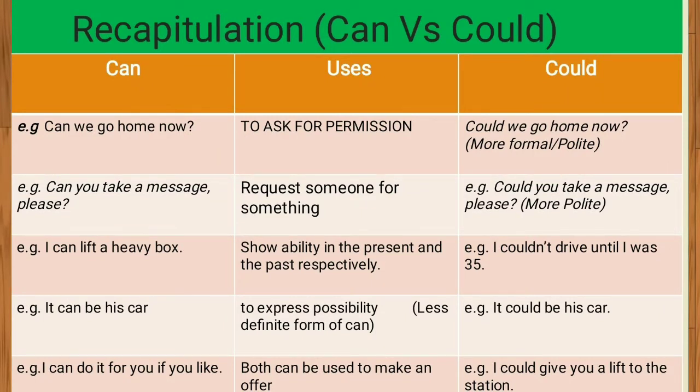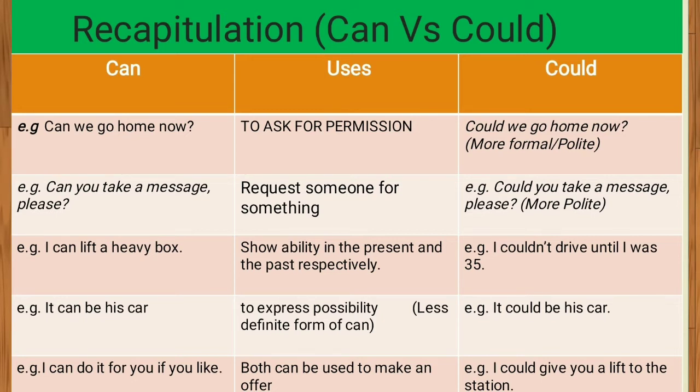For example, as you can see on your screen, can we go home now? Could we go home now? Okay, could is more polite and formal than can, and they are used for asking permission. Second usage is request someone for something. You see, when it comes to can, it's can you take a message please, and when it comes to could, it is could you take a message please.